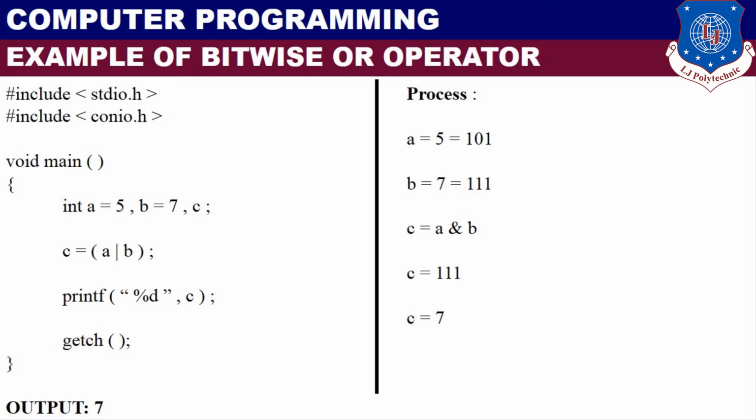How? a equals 5, that is 101. b equals 7, that is 111. Now we know if both are 0, then it will be 0. Otherwise, in the rest of the cases, it will be 1. So here you can see it is 111. So the answer will be 7.